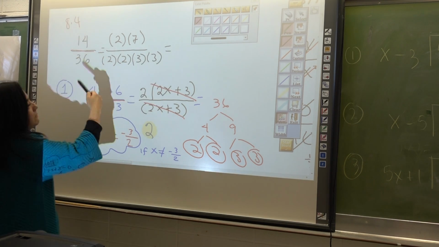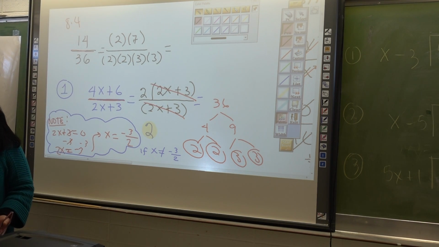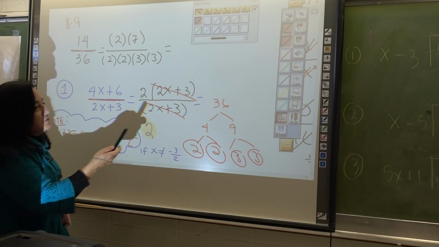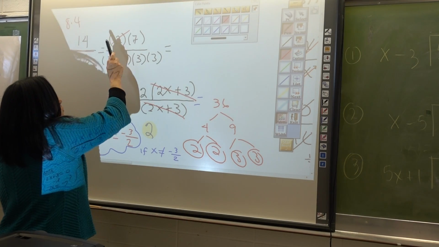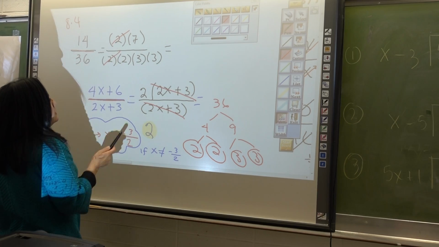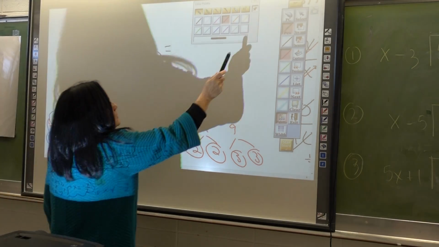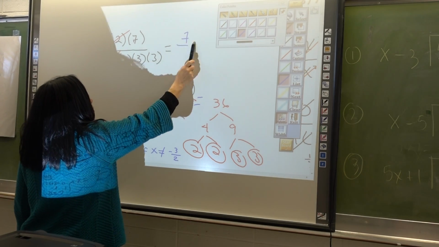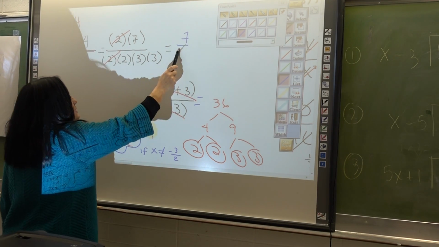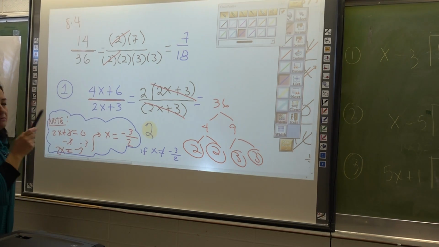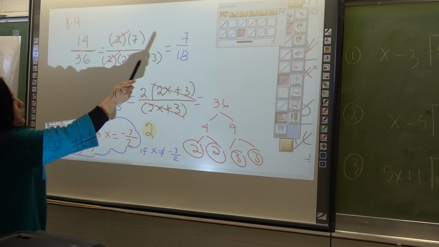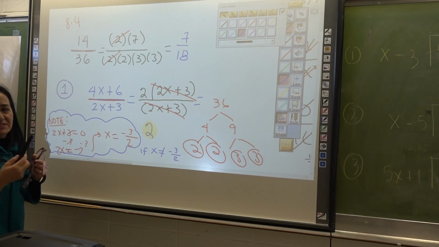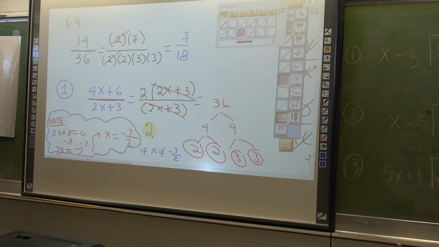And then we cancel out common factors. We cancel out the 2 and 2, and that's basically it. So this is going to be 7 on top over 9 times 2, 18. So that's the fraction simplified. These two fractions are equivalent, to the lowest numbers. That's exactly what we're doing in this kind of problems.